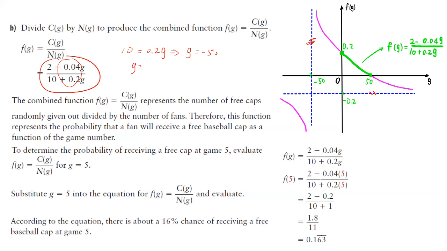We can let G equal 0. When G is 0, this function F is 2 over 10, which is 0.2, right? So the y-intercept is here. And when F is 0, we can solve that G is actually 50, right? So the x-intercept is here. So that means this function will have two branches. One of them is here, and the other one is here, right?